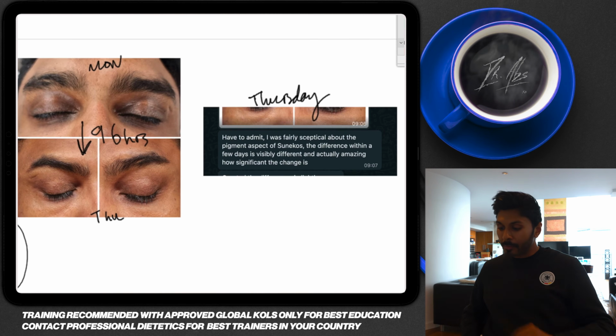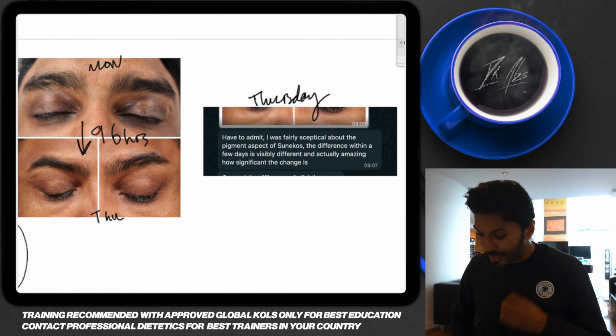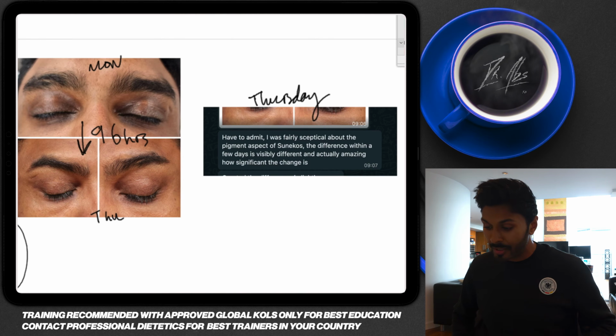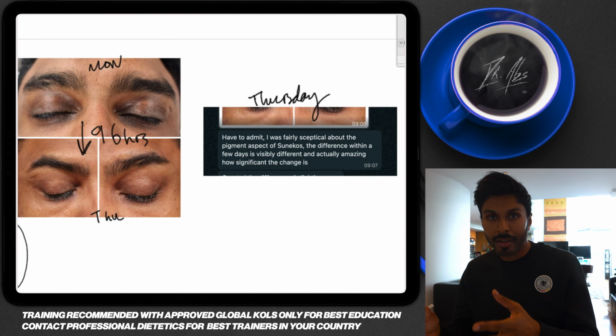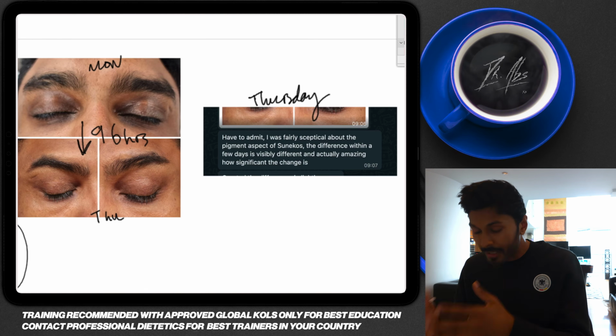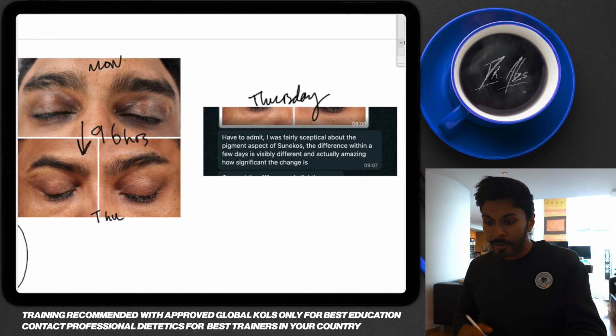Have to admit, I was fairly skeptical about the pigment aspect of Sunekos. The difference within a few days is visibly different, and actually amazing how significant the change is, okay? He was a skeptic. He'd never had it before. He has a medical background, so he has the capability of criticizing things technically, and that's what he said, and that's the result that he sent me just a few days later.